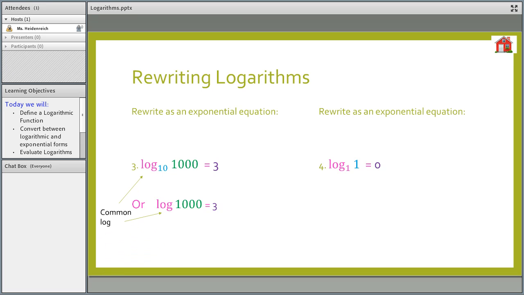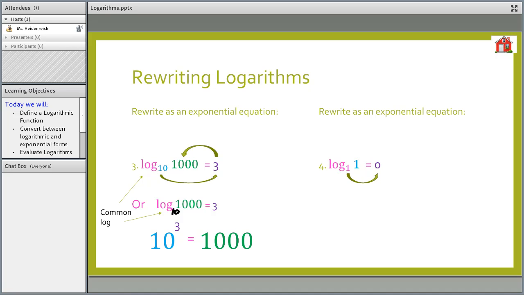I'm going to go ahead and draw in my arrows. We're dealing with the common log on number 3. So 10 to the third power. If you didn't have the 10 written down, you could just write it in, if that makes you feel better. So 10 to the third power would equal 1,000. And that's a true statement. 10 to the third power equals 1,000.